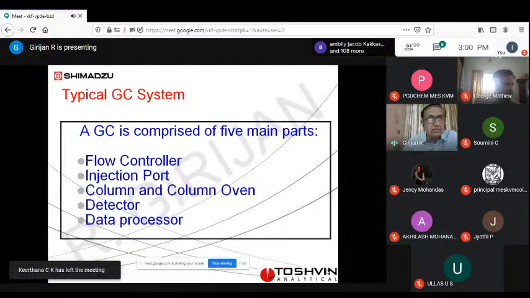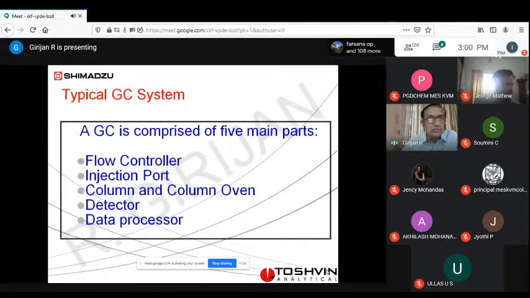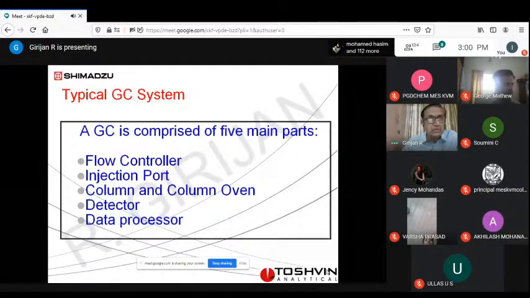This temperature can vary from sample to sample. A lot of optimization steps are involved in GC, so the injection port temperature is to be optimized by you. When you introduce such a small quantity of the sample into a heated injection port, it will vaporize, and your carrier gas, your mobile phase, is also coming. Mobile phase is the same as carrier gas. The sample vapor and the carrier gas will mix together and go to the column.